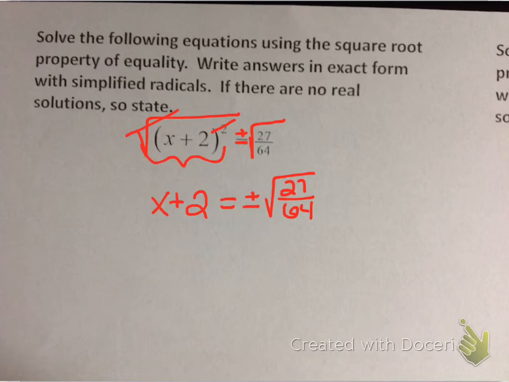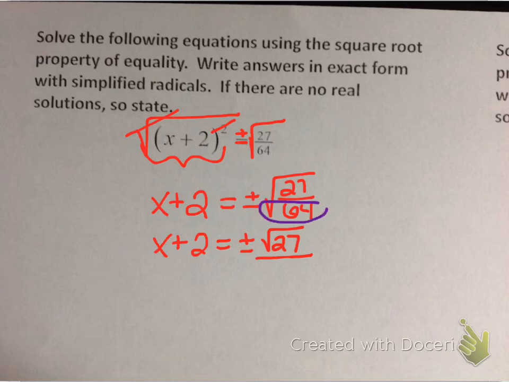So before I move the 2 over, I am going to take the square root of that fraction. So I have plus or minus. Square rooting that fraction means I'm going to square root the top, and I'm going to square root the bottom. And the denominator has a perfect square root, so I can just write it as 8, because that's the square root of 64. Now I do still need to simplify this square root of 27. Remember that that's the same thing as the square root of 9 times the square root of 3.